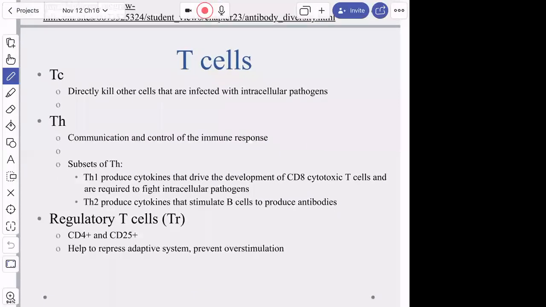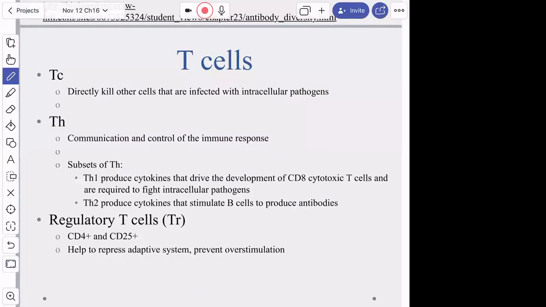All right, so moving on to T cells. I talked about how we need to understand a little framework about T cells before we're going to talk about how B cells actually get activated to make antibody. And we're also going to be talking about how T cells become activated.